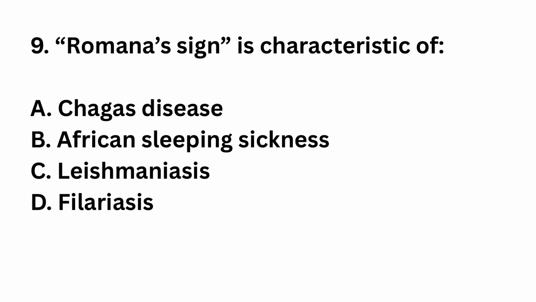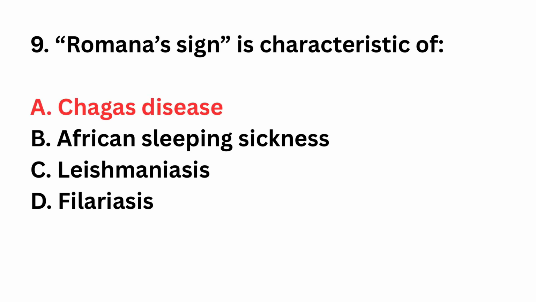Question number 9. Romaña's sign is characteristic of Chagas disease, African sleeping sickness, leishmaniasis, filariasis. The right answer is option A, Chagas disease. It presents as unilateral eyelid swelling. It occurs after reduviid bug transmission.